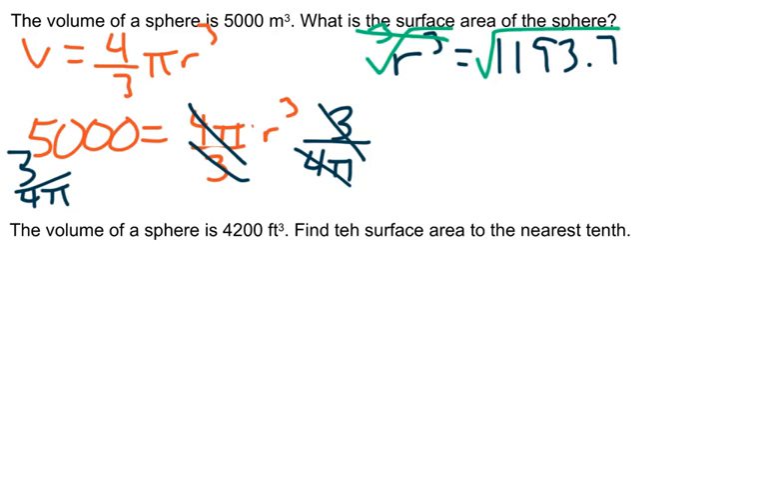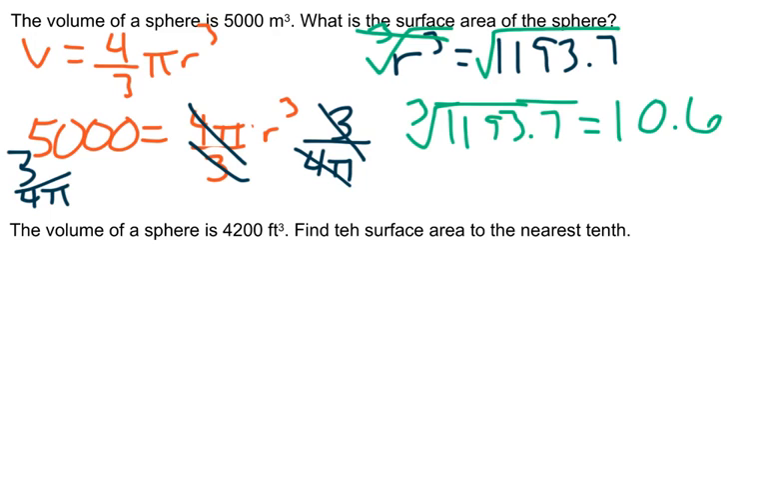Now, there are a couple ways of doing this with the calculator. One, if you have the TI-84, if you hit the button Math and go down to number 4, you'll see that there is the cube root. So if you hit Enter on that and then type in your number, 1193.7, you should get about 10.6.